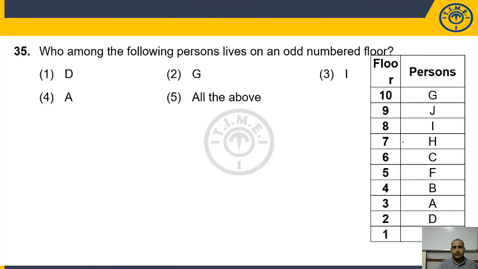Who among the following persons lives on an odd number floor? J. D is an even number, so it is not. G is even, so it is not. I is even, it is not. A, yes, so A lives on an odd number floor. Choice 4.